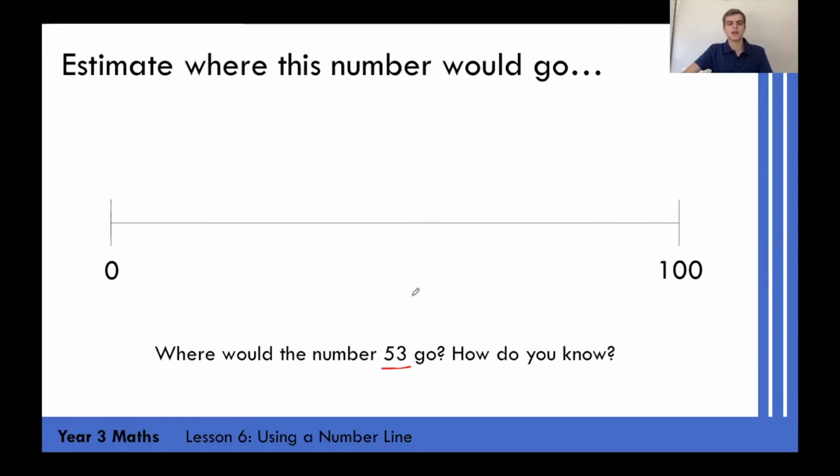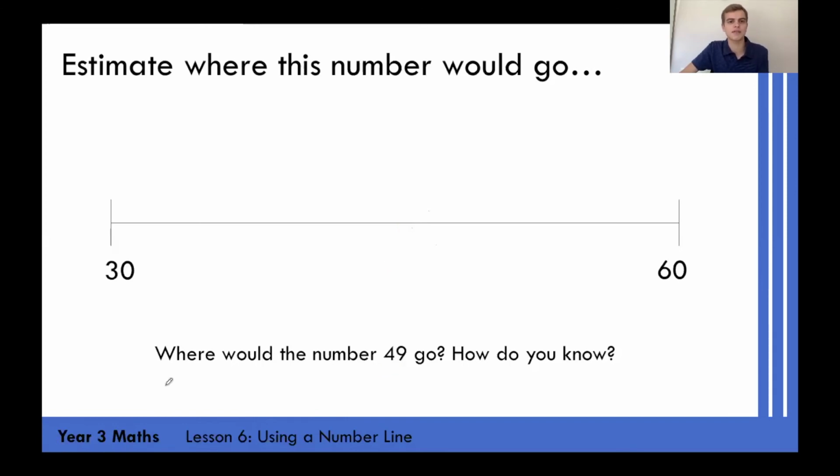Fantastic. Well done. I think most people will be saying somewhere around here, because what is half of 100? Yeah, 50. 50 would be in the middle. And 53 is really close to 50, isn't it? It's only 51, 52, 53, it's only 3 away. So 53 is going to be really close to the middle. Just a little bit towards 100 though, because it's more than half of 100. It's more than 50. Well done. Fantastic. Well done if you got that one.